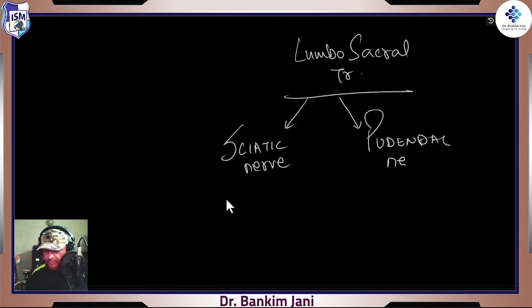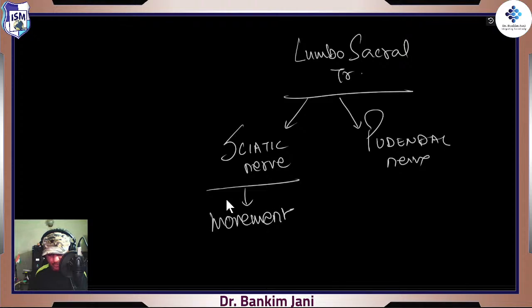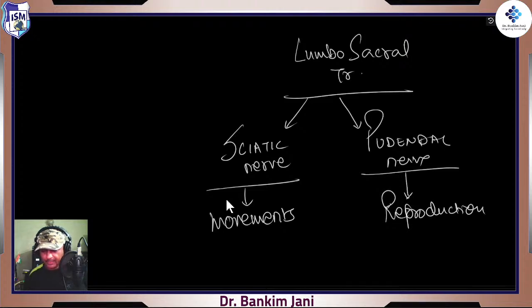One nerve which is important for movement. This is for the movements. And this one which is important for reproduction. So that's why this lumbosacral trunk is so important, right? So we'll be discussing sciatic and the pudendal, both of them separately.